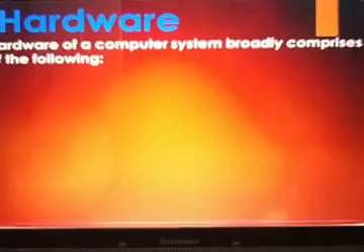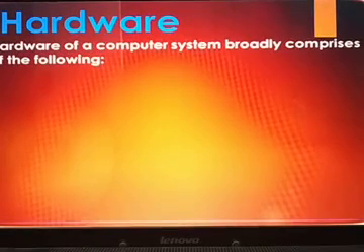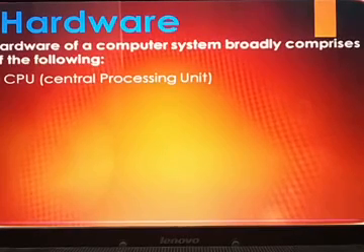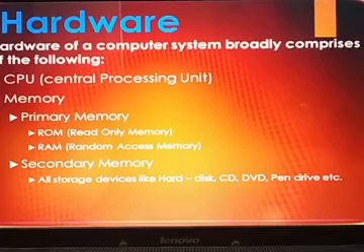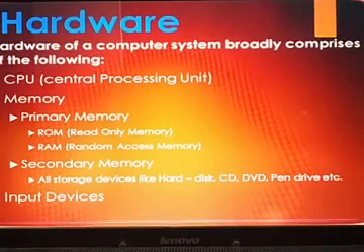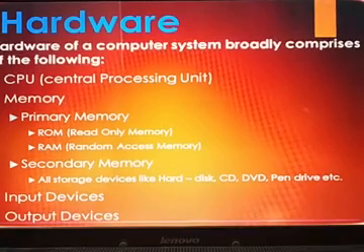Hardware of a computer system broadly comprises the following. First one, CPU, that stands for Central Processing Unit. Second one, memory. It's categorized into two types, primary memory and secondary memory. Primary memory has two types, ROM, read-only memory, and RAM, random access memory. And secondary memory means all the storage devices that are used to store data permanently, such as hard disk, CD, DVD, pen drives, etc. And input devices, and at last, output devices.